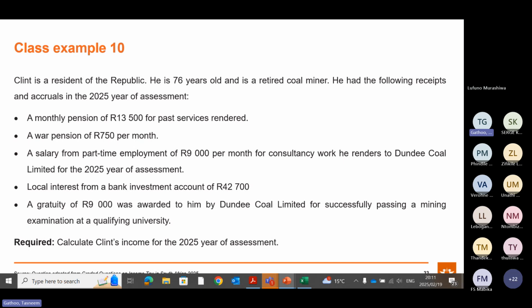He received a monthly pension of 13,500 for past services rendered, a war pension of 750 rand per month, a salary from part-time employment of 9,000 rand per month for consultancy work he renders to Dundee Coal Limited for the 2025 year of assessment, local interest from a bank account of 42,700, and a gratuity of 9,000 was awarded to him by Dundee, who he renders services to, for successfully passing a mining examination at a qualifying university.